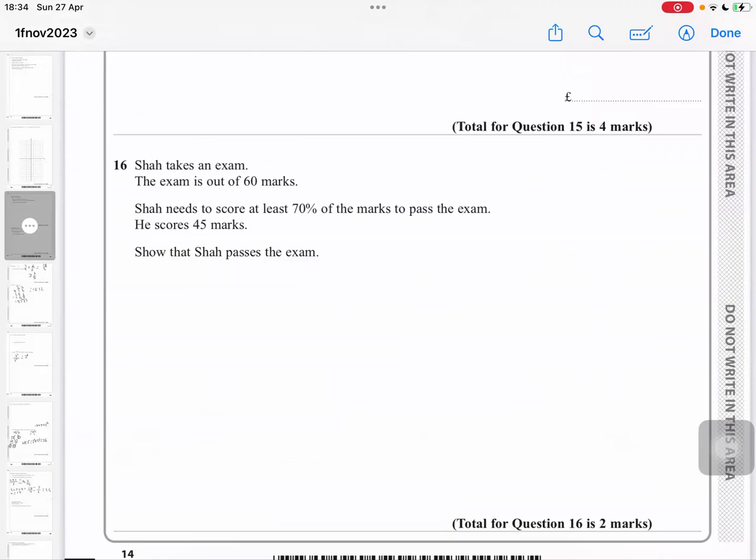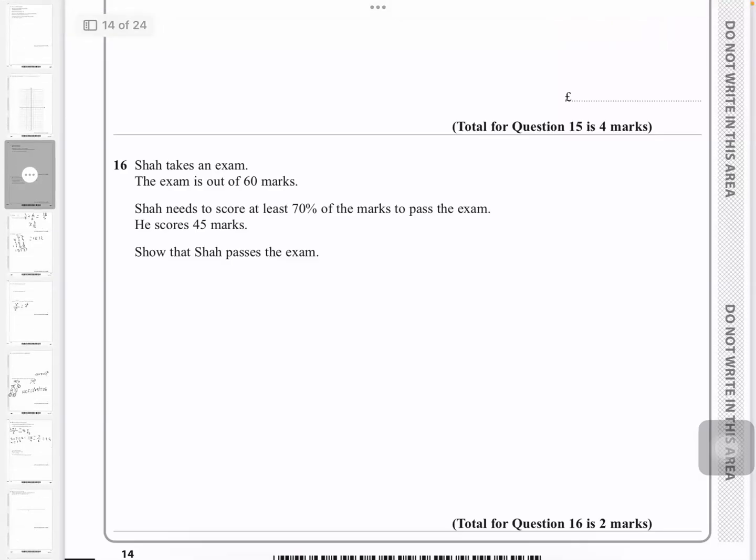Okay, all right. So let's see what this one is all about. SHA takes an exam. The exam is out of 60 marks. So the total is 60, in other words. SHA needs to score at least 70% of the marks to pass the exam. He scores 45 marks. Show that SHA passes the exam. All right, so tell me, what are you going to do if you see a question like this?